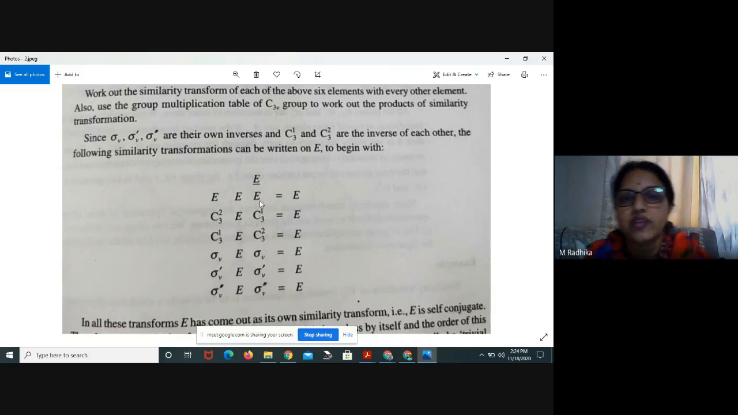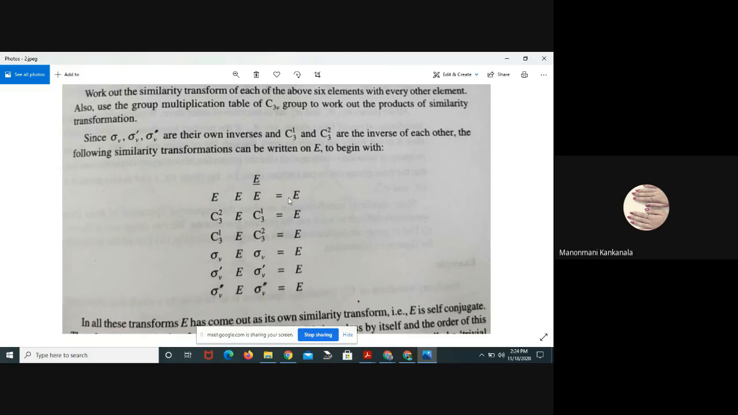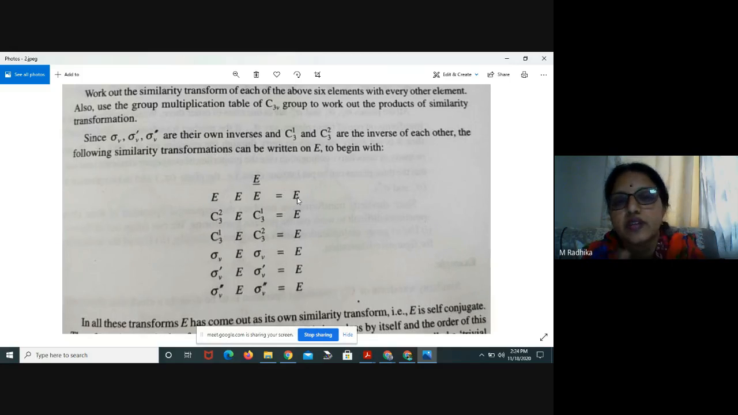If I take any molecule and do identity and again identity operation, what happens at the end of the operation? Whether you do identity 3 times, or 1 time, or 100 times, or infinity times, what will be the product? Identity. That means you are not doing anything. Now similarly, if you take C3², then identity, then C3¹.